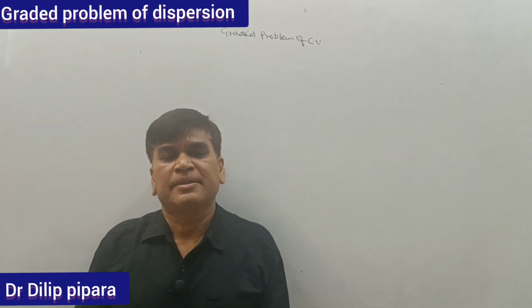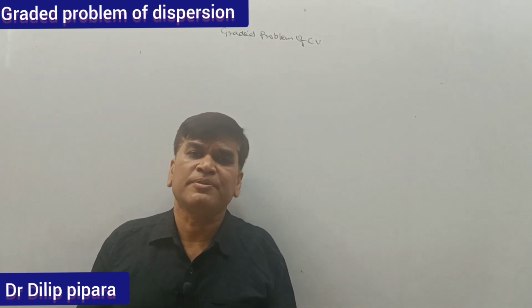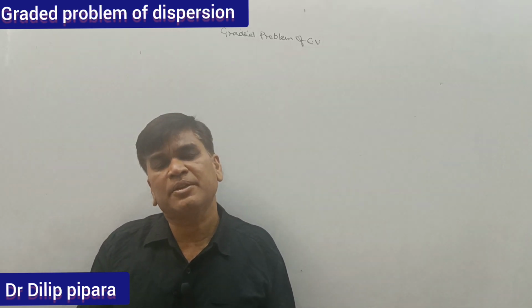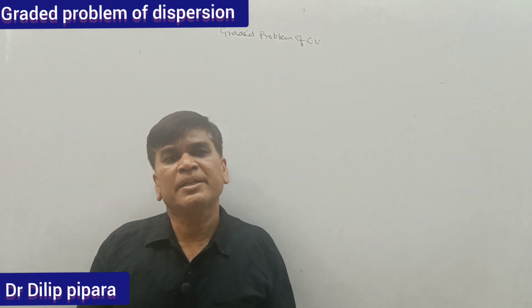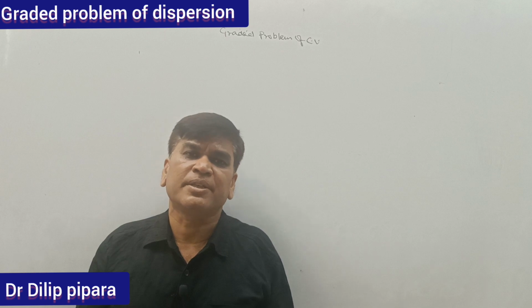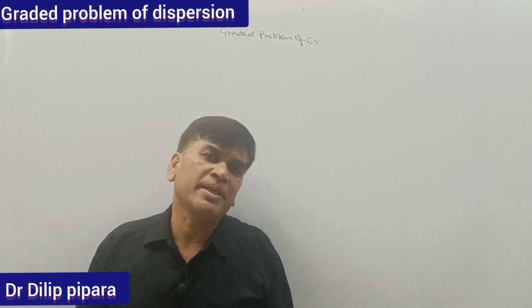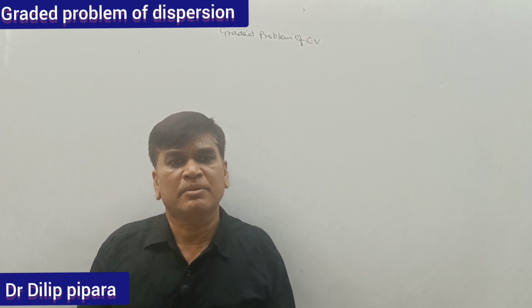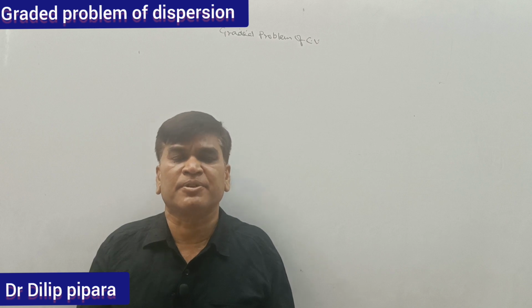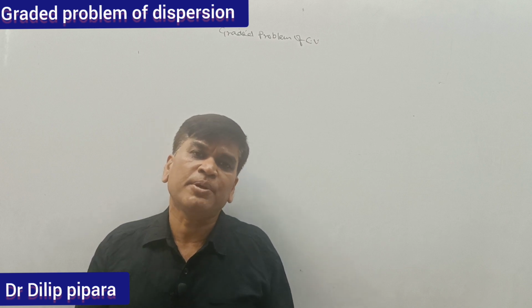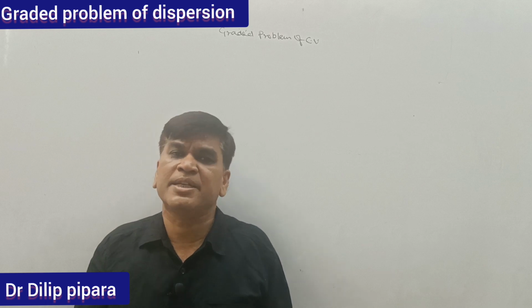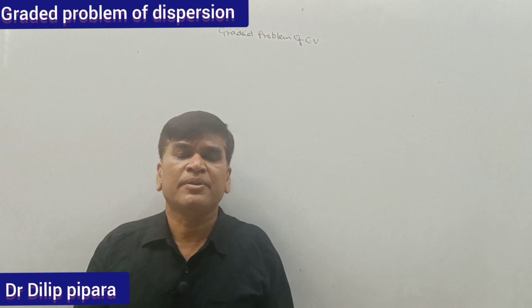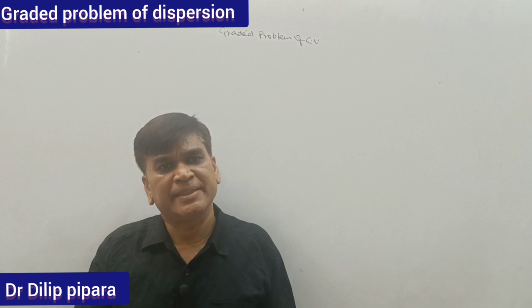Welcome again. In the last video on dispersion, we discussed how to calculate the coefficient of variation when the combined mean and combined standard deviation are given, then how to calculate the combined coefficient of variation, and with the help of the coefficient of variation, how we can determine which series has more variation and which series has more consistency.